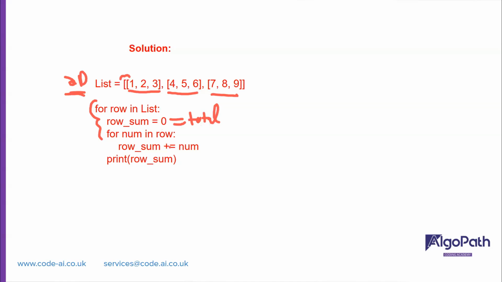And the row sum is simply going to plus equal. This is shorthand, which basically means row sum equals row sum plus num. And num is the element that we grab from the row from the outer loop. So that essentially is going to be each element of each one of these, 1, 2, 3, 4, 5. And what this will simply do is add all these numbers together and print out the final sum.